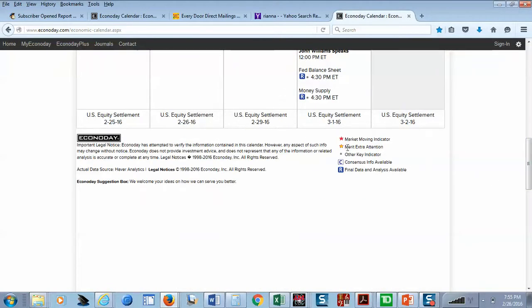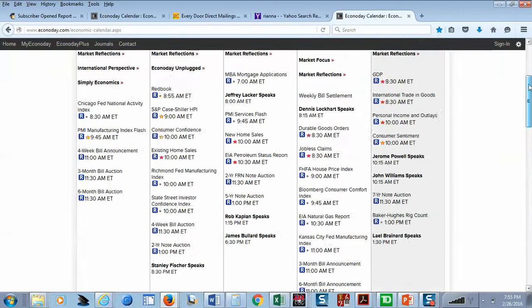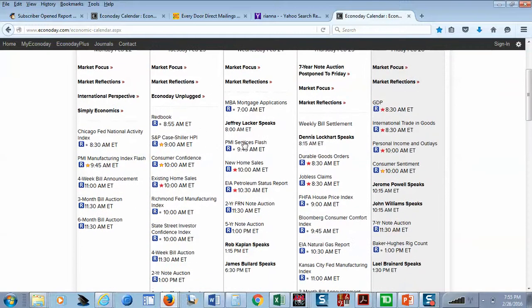The red dots, so you can see right here where it says red star, yellow star, black star. The red stars are the market moving indicators. So where you see one of those, basically if you're a day trader, you don't want to be in the market right here because it's going to get very volatile. So you want to either be exiting the trade there or get in on the trade after the announcement happens.